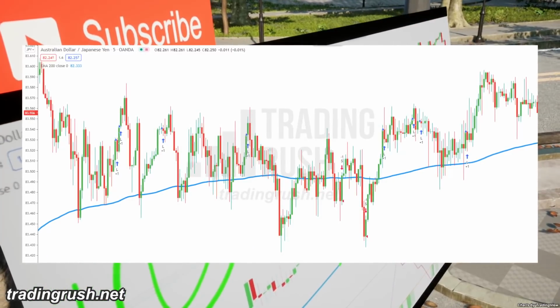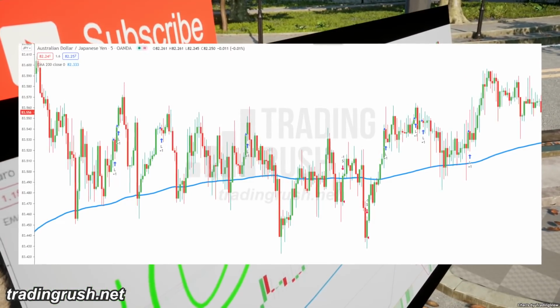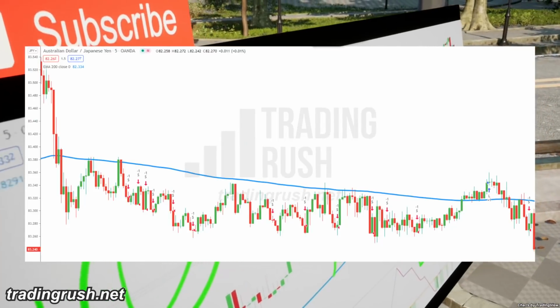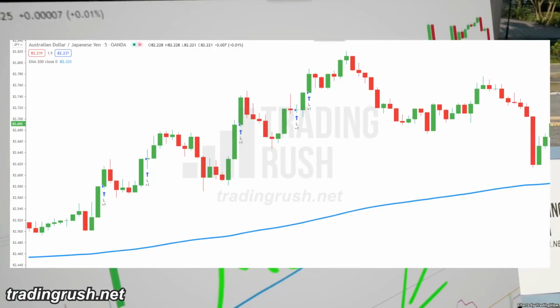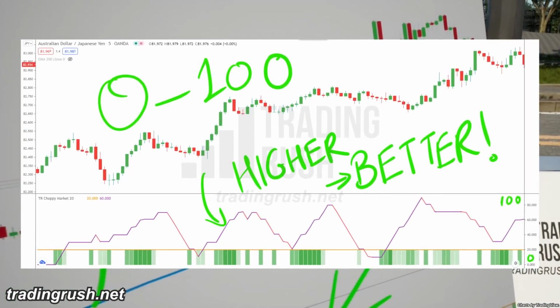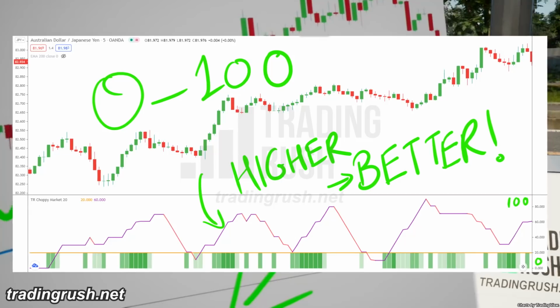But now let's put the Trading Rush Choppy Market Indicator to the real test to see if it actually filters the choppy markets. But we need a trading strategy that gives many entry signals in a short amount of time, and a market that is choppy and trending, so we can see if the win rate increases with the Trading Rush Choppy Market Indicator.